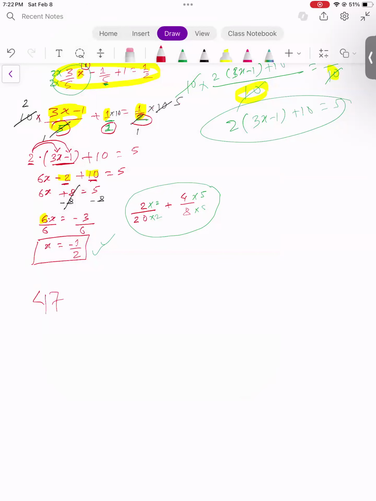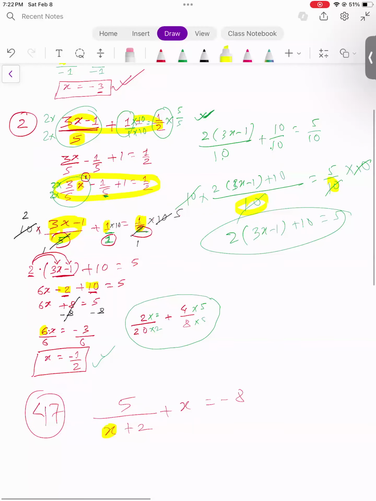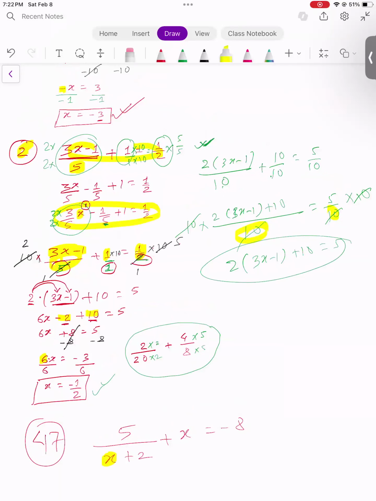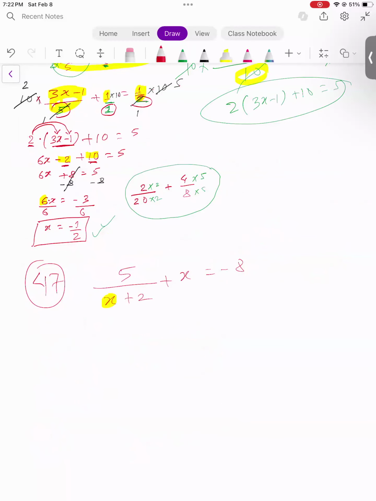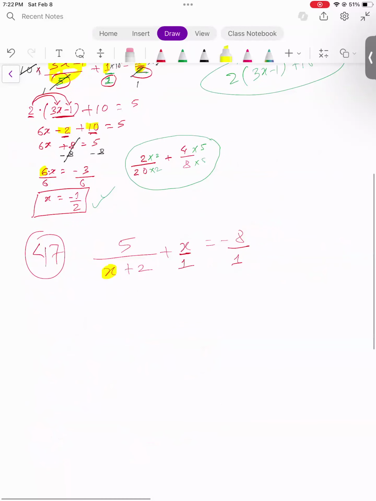In 47, we have 5 divided by x plus 2, plus x equals -8. This is a rational equation. We have a variable in the denominator, but the way we solve this rational equation and the method we just used for number 2 is going to be very similar. Now we need to find the common denominator. So this x has a denominator 1, -8 has a denominator 1. X plus 2 is one denominator, and the next one is also 1.